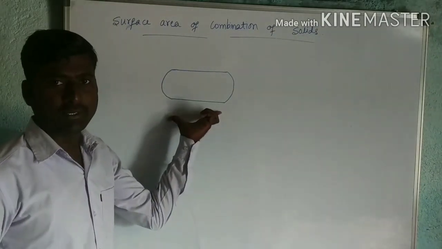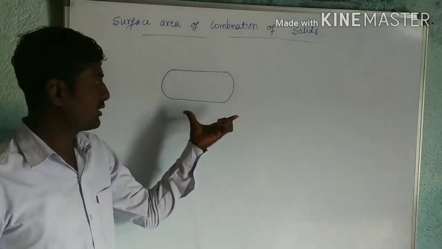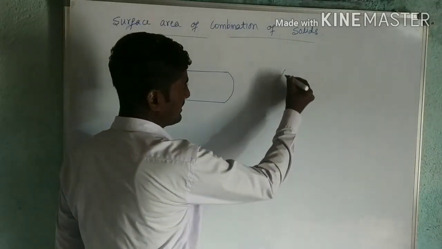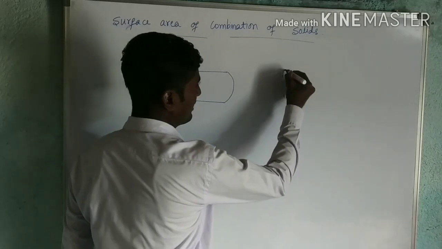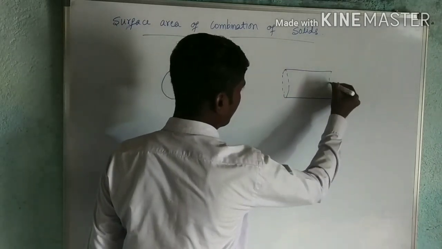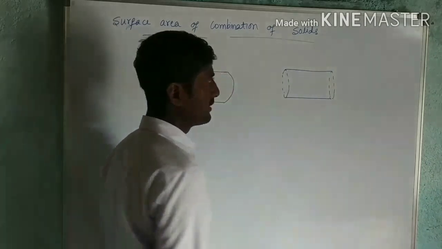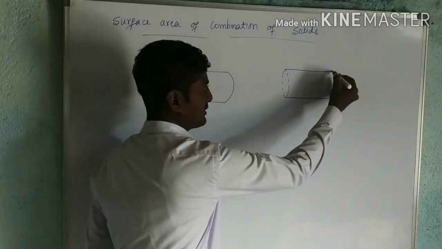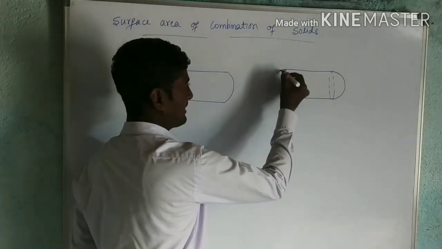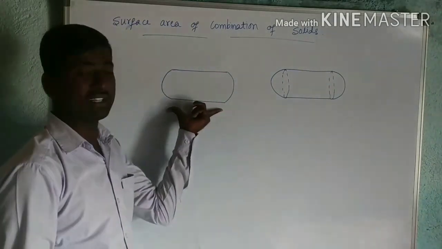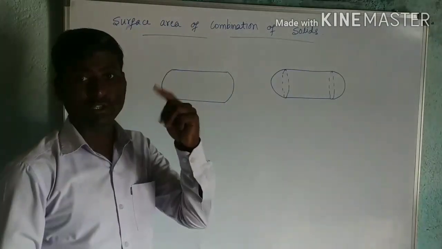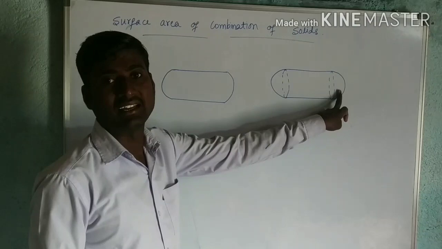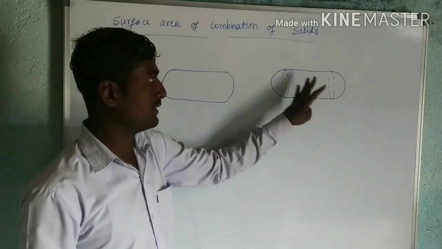Let us take this as a petrol tank, or you can take it as a diesel tank. You already observed this type of tank. Here it is cylindrical type, and there are two hemispheres attached on both the sides. This is one hemisphere and this is another hemisphere. So this is a combination of three solids: one hemisphere, one cylinder, and another hemisphere.